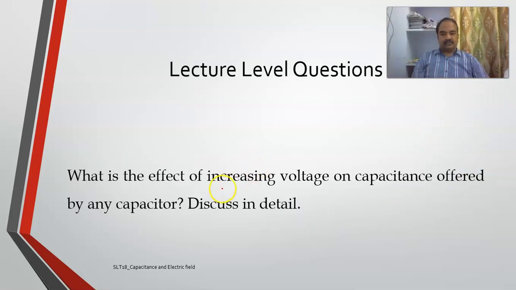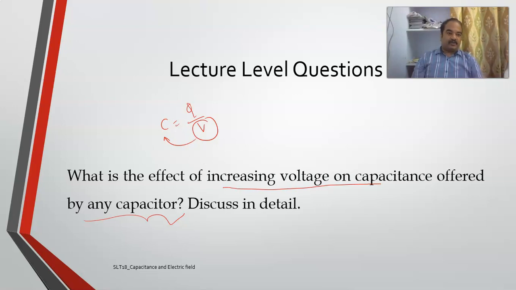So the question is: what is the effect of increasing voltage on the capacitance offered by any capacitor? That we have seen already. If the voltage increases, what happens? C is equal to Q by V, right? If the voltage goes on increasing, then the capacitance may decrease. You are supposed to show me in detail how, by giving some practical reasons. Try it at home. Thank you.